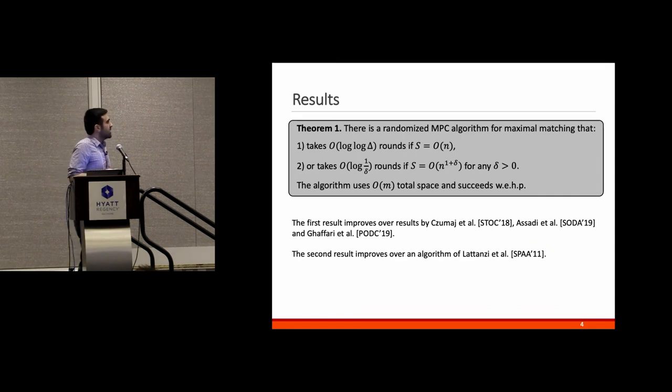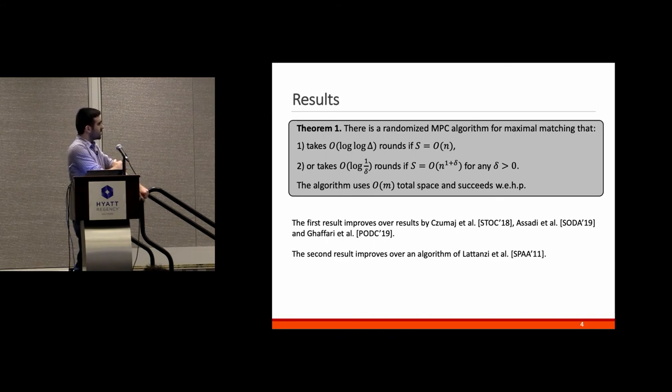So in this work, we show that maximal matching admits efficient algorithms in the massively parallel computation model by improving the previous algorithms exponentially in the number of rounds. Basically, we show that if the space available per machine is O of n, where n is the number of nodes in the graph, we need only log delta rounds to find a maximal matching. Previous algorithms all require a polylogarithmic number of rounds. And we show that if the space per machine is n to the 1 plus delta for any delta, we need only log of 1 over delta rounds.